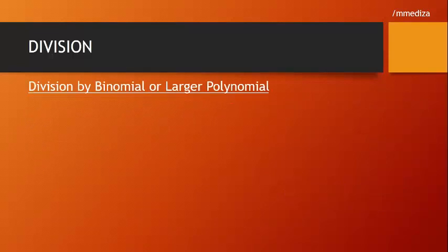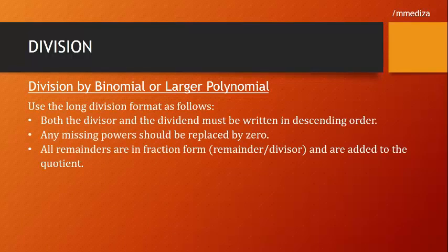Division by binomial or larger polynomial. We can use the long division format as follows. Both the divisor and the dividend must be written in descending order. Any missing power should be replaced by 0. All remainders are in fraction form and are added to the quotient. For example, we have x squared minus 2x minus 15 divided by x plus 3.